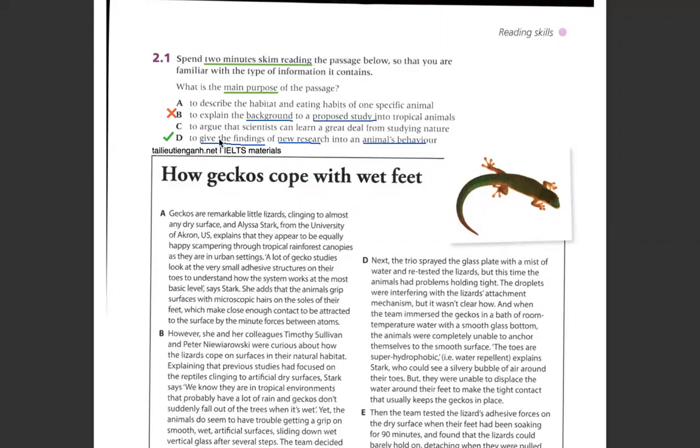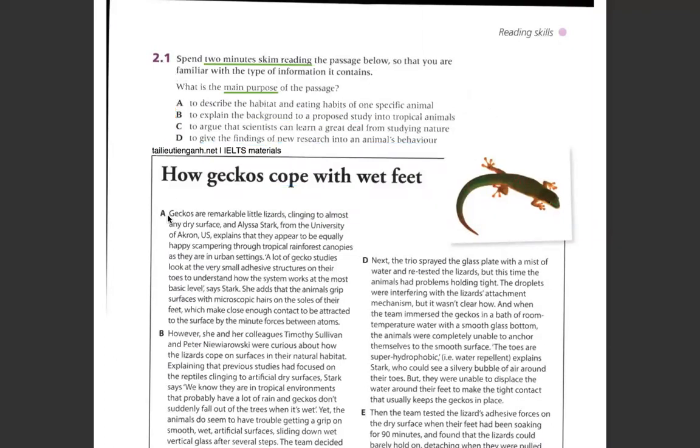So the main purpose here is to give the findings about the studies that they did into how geckos cope with wet feet. So this is their behavior, and the title gives us the behavior that they're looking into. Cope would be another word for manage. So if their feet are wet, how do they manage with that? Okay, so that's a very typical multiple choice question where you have to identify the main purpose. Right, but let's move on to the matching task.